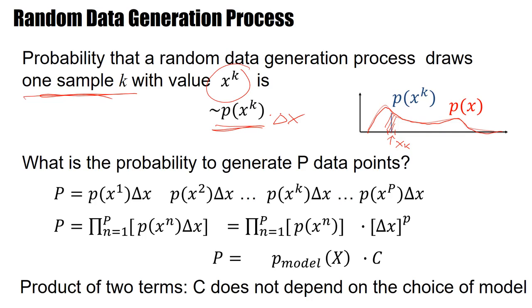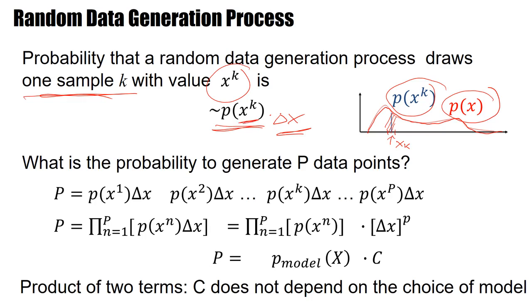So this p of x here is the probability density, and the actual probability depends on my delta x, depends on my resolution delta x. So this was the probability to draw one data point in this region, delta x, around xk.